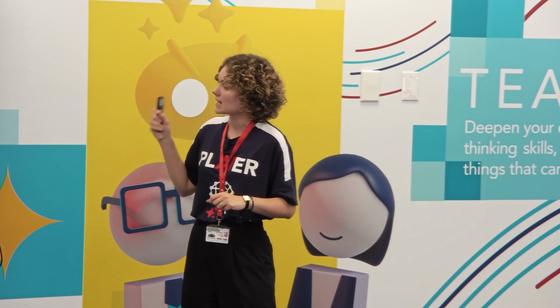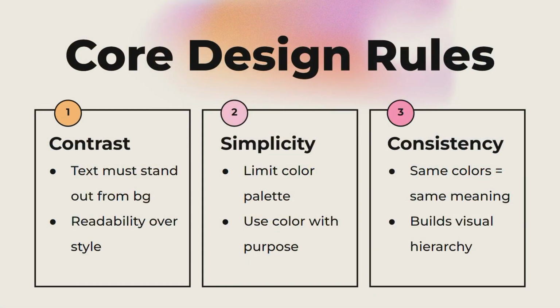Next is consistency. You want to make sure that the same colors have the same meaning. So let's say if you're using a beige for your background throughout the presentation, like I am doing here, you already know that this is what it's going to look like because you already know that my background color is beige, and I am maintaining that throughout the presentation, so it has the same meaning. And when it has the same meaning, it builds that visual hierarchy.